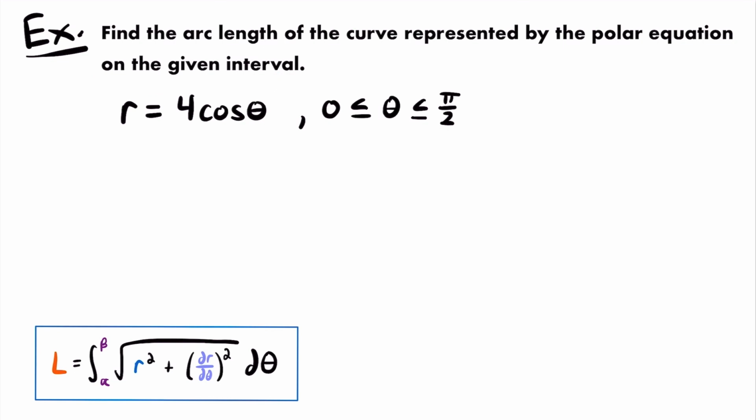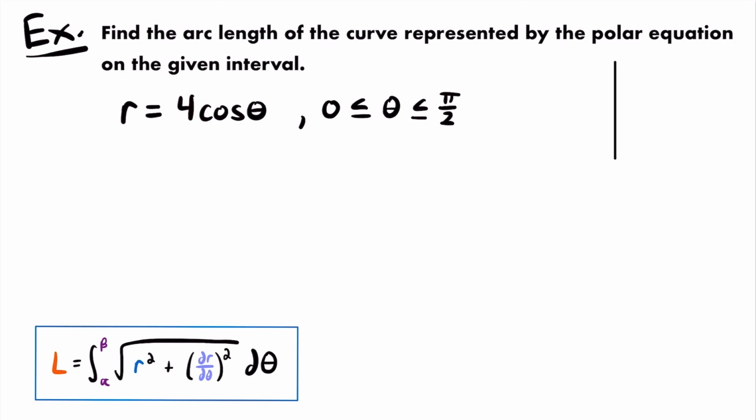This time our polar equation is r equals 4 times cosine theta, and we want to find the arc length between theta equals 0 and theta equals pi divided by 2. Now just to get an idea of the arc length that we are calculating here, we know that the graph of 4 times cosine theta is just going to be a circle on the right side of the vertical axis with a diameter of 4, right?